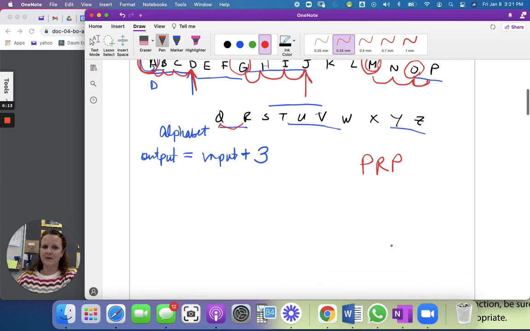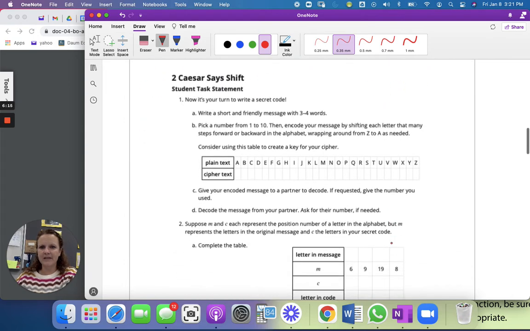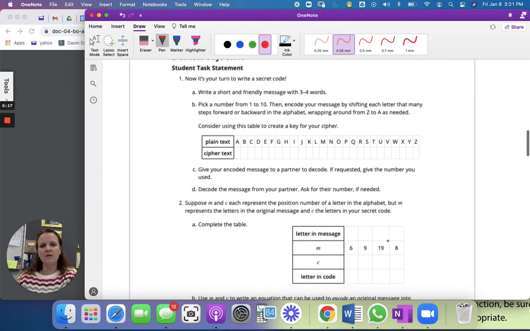Okay, pretty cool. All right, now it's your turn to write a secret code. Write a short and friendly message with 3 to 4 words. Pick a number from 1 to 10, then encode your message by shifting each letter that many steps forward or backward in the alphabet, wrapping around from Z to A as needed. Consider using this table to create a key for your cipher, cipher being the answer.